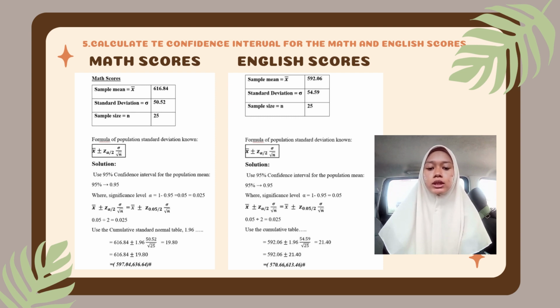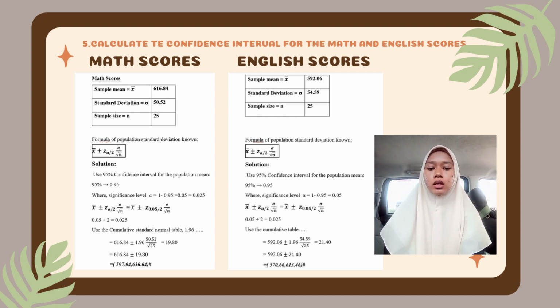Question number 5, which is calculate the confidence interval for the math and English score. Confidence interval is the mean of your estimate plus and minus the variation in the estimate. In this question, we use 95% confidence level to calculate the math and English score.